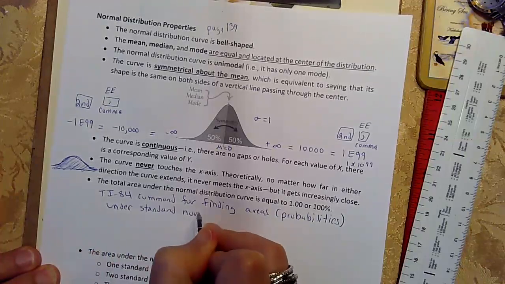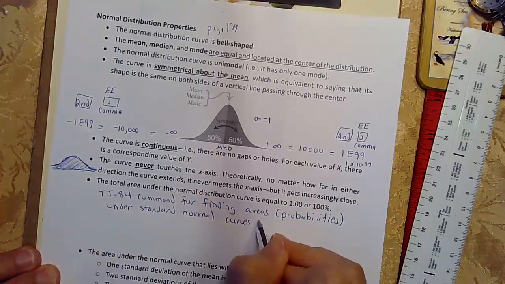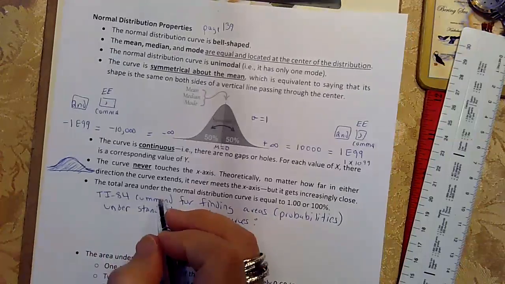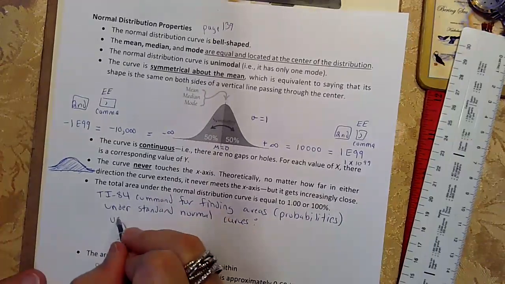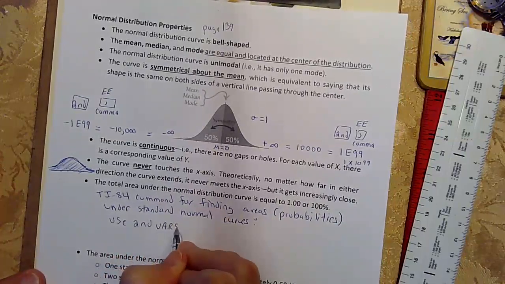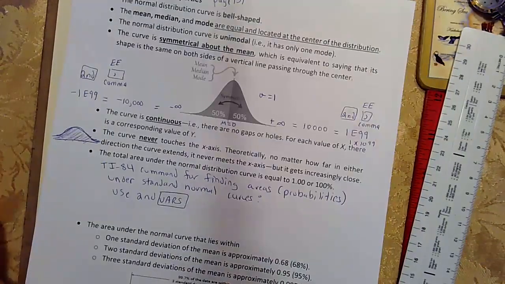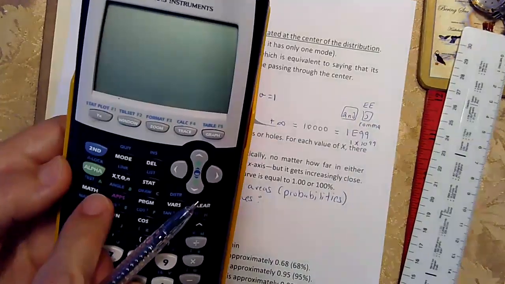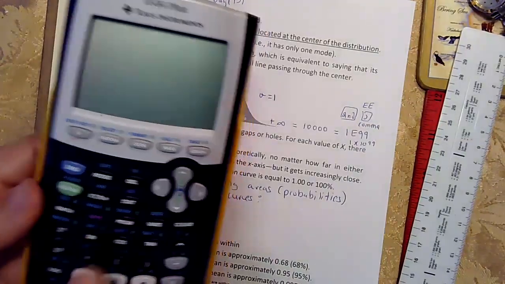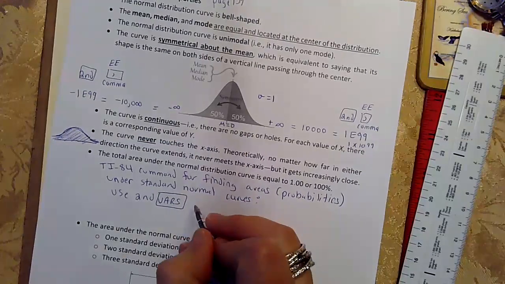Standard normal curves. So we'll be making use of this, the second, and then the vars. You're already familiar with the vars from 5.3, right? Second vars, where we use the math for option A and then the apps. Remember that? We're also going to use second vars to pull up this command.